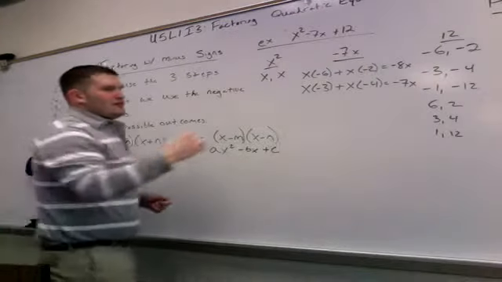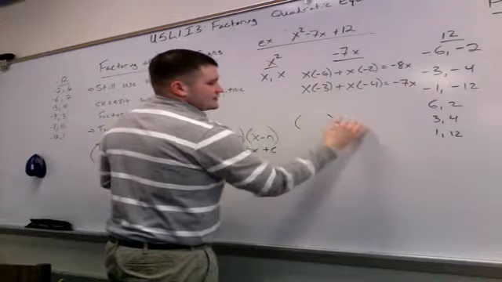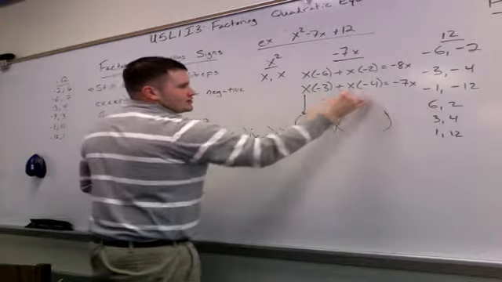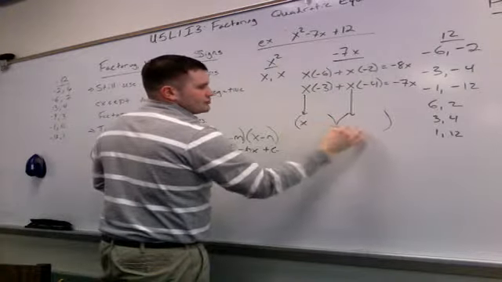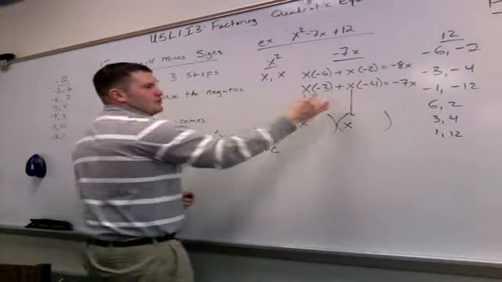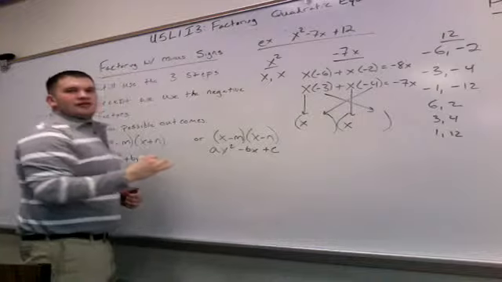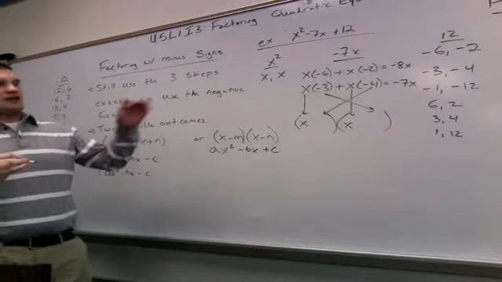Step 3, draw two sets of parentheses. Drop down our x terms. And then we cross over, hopefully break some ankles, right? Cross over the negative 3 and the negative 4.